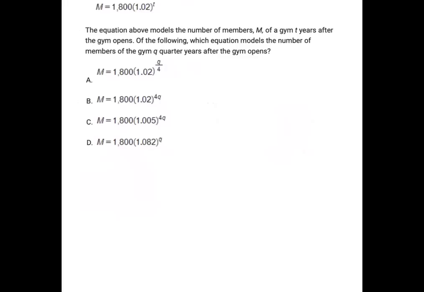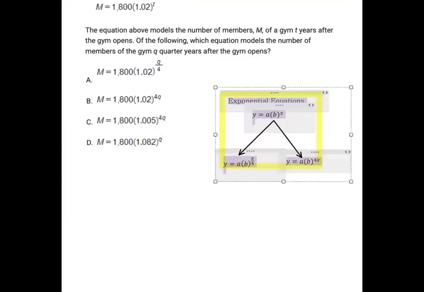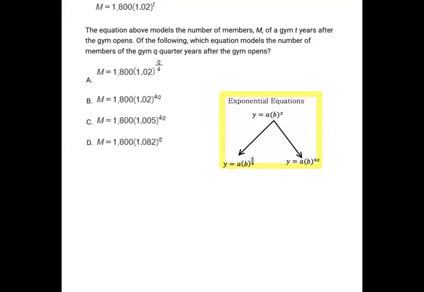In this situation, we have a little bit of a more complicated use of the exponential equation. And there are some things you want to already know by heart before you get to a question like this. For a basic exponential equation, A is your starting amount, B is the way it changes, and X is the number of times that all happens.